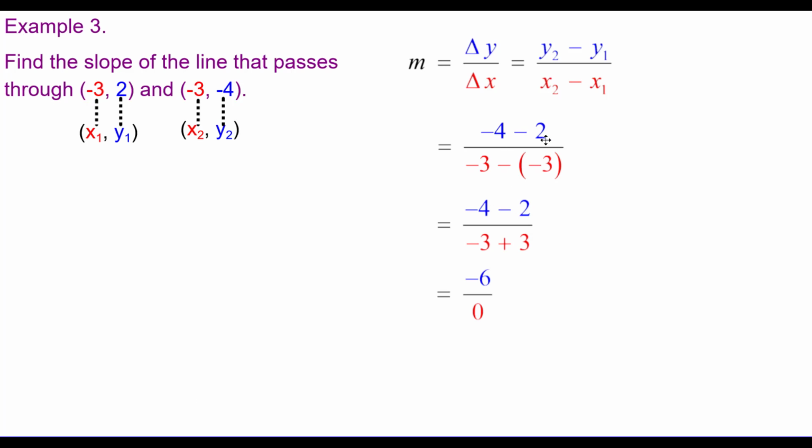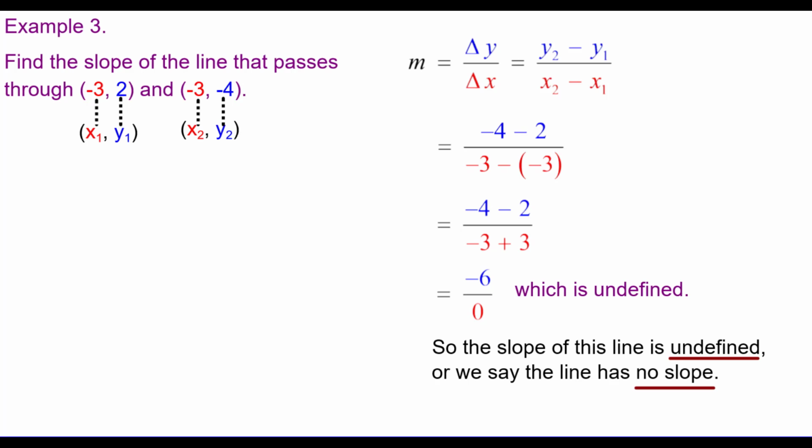This is -4 plus a -2 is -6. This is -3 plus 3, which is 0. And simplifying that, this is undefined, which means the slope of this line is undefined, or we say that the line has no slope. And what kind of lines are we talking about? Vertical lines have no slope, or the slope is undefined.